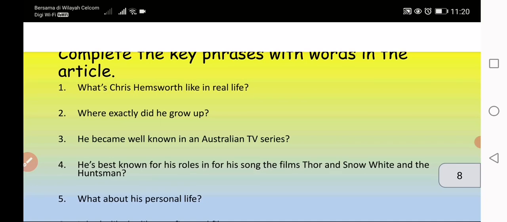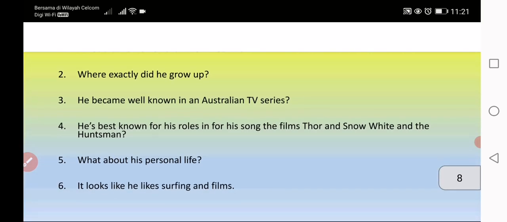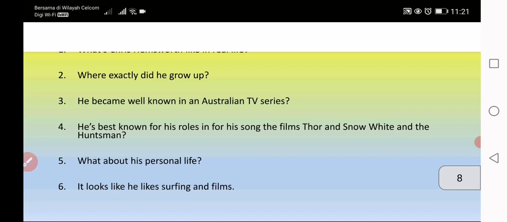You can look at exercise 2 in page 79. Okay, ni contoh ni. What's Chris Hemsworth like in real life? Okay, where exactly did he grow up? He became well known in an Australian TV series. He's best known for his roles in the film Thor and Snow White and the Huntsman. What about his personal life? It looks like he likes surfing and films. Okay, these are examples of how you can ask questions to somebody.